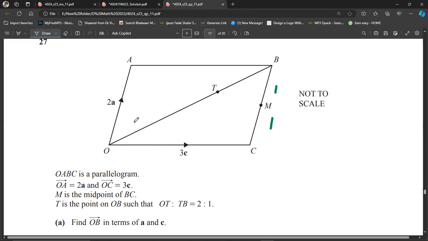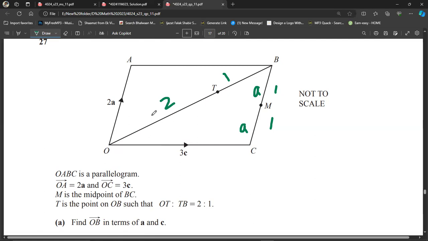So OA and CB will be equal, so this will be, I think, a, and this will also be a, because M is the midpoint. OA and CB will be equal because they are the opposite sides of the parallelogram. T is the point on OB such that OT is 2 and TB is 1. So in the ratio, this is 2 and this is 1. The total pieces are 3. This piece is 2 by 3 of OB, and TB is 1 by 3 of OB, sorry.